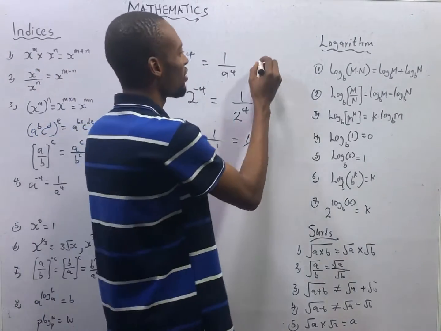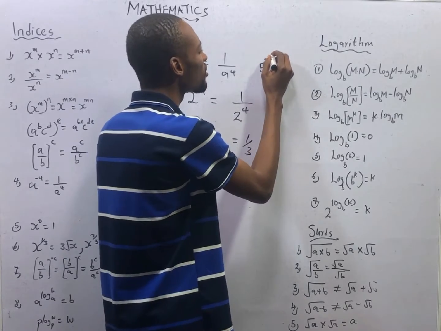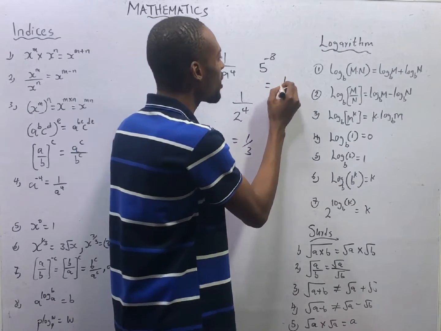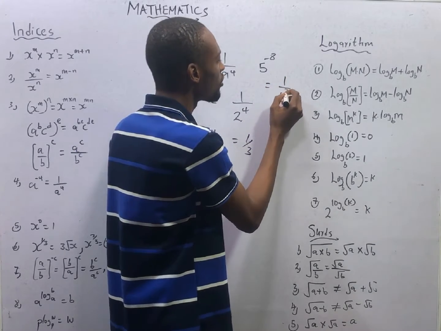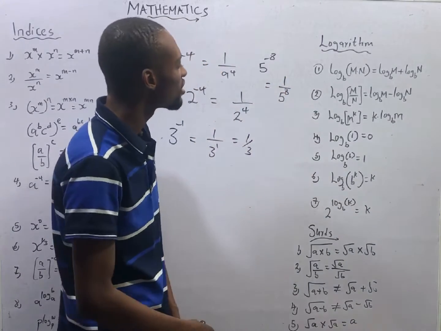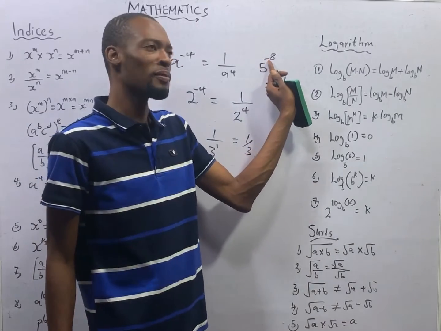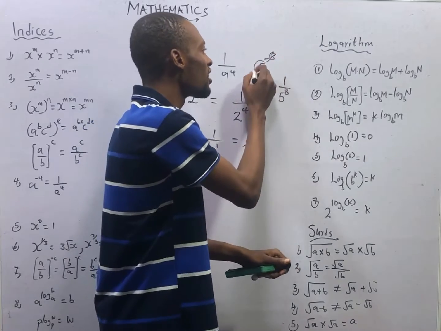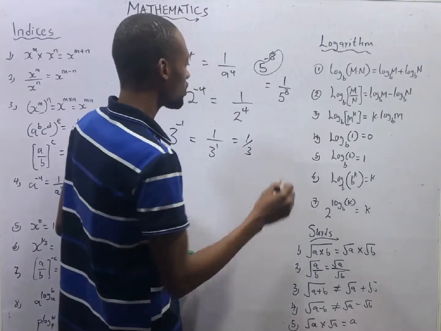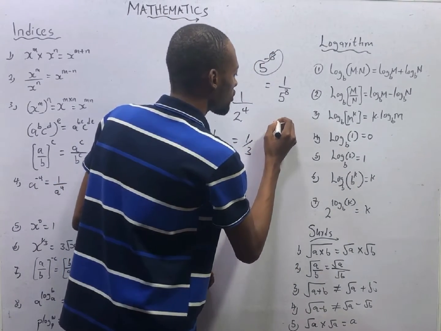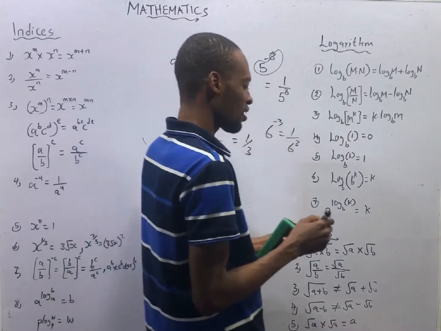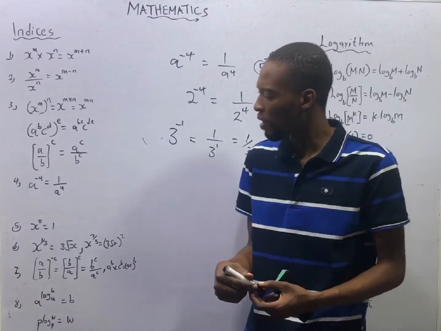If I say 5 raised to the power of minus 8, this is the same thing as 1 over 5 raised to the power of 8. What does it mean? When you have minus raised to the power of minus something, change the minus to 1 over, then you put what is here underneath. 6 raised to the power of minus 3 is 1 over 6 raised to the power of 3. That is the law of negative power.